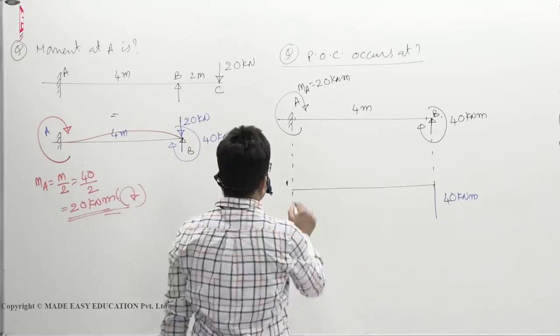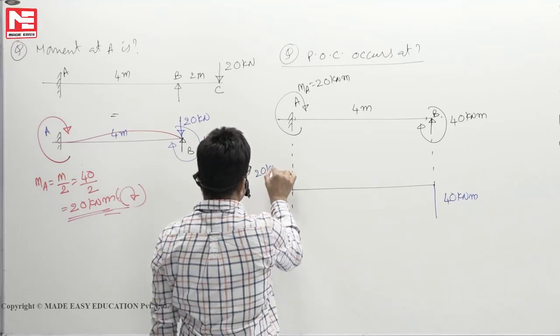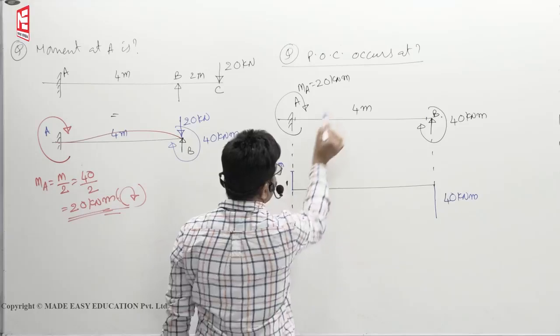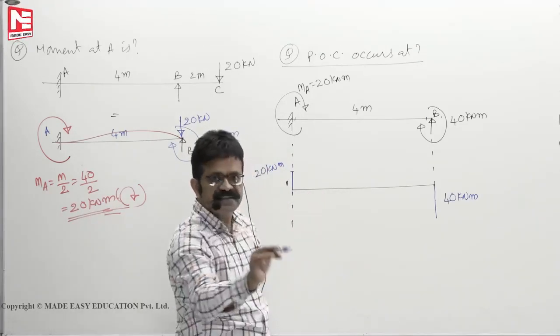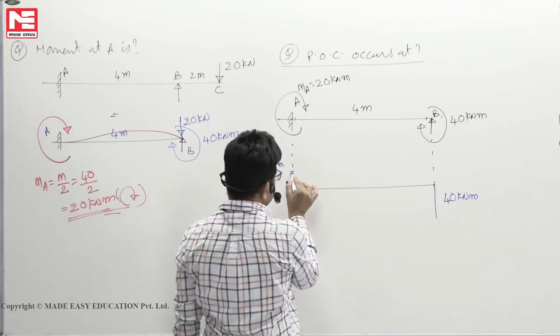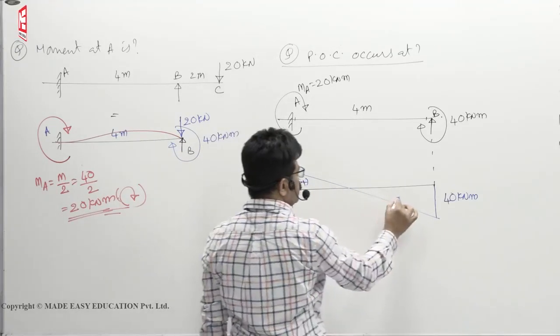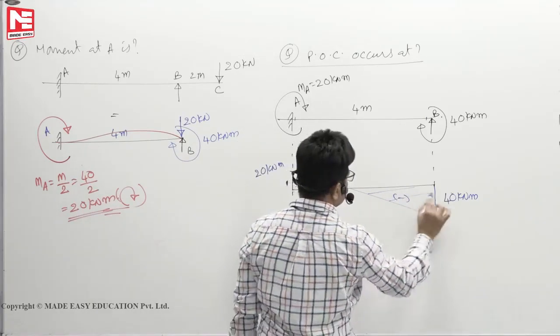Okay. So, this is 20, this is 40. Then this is magnitude 40. When load is not there on the beam, only moments are there, the variation is linear. So, it will go something like this. This is plus, this is minus. This is the bend moment diagram.